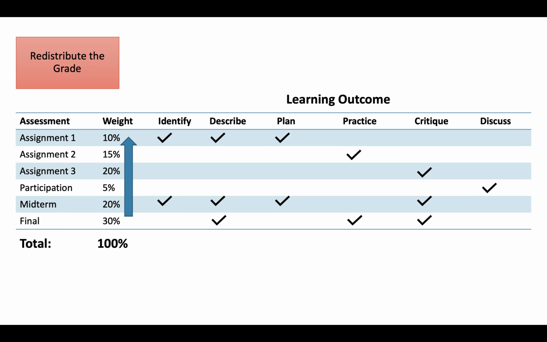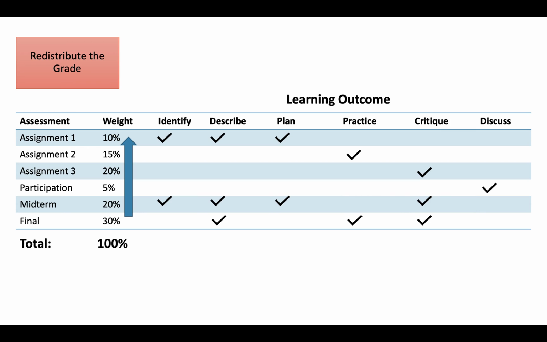In this case, it's to describe, to practice, and critique. Now, there are other assessments that were also targeting those learning outcomes in this course, and that's where we would want to take that 30% and redistribute it. So rather than put it on participation, where there's not really alignment between the learning outcomes of the final and those of participation, we are moving the 30% where there is that alignment.